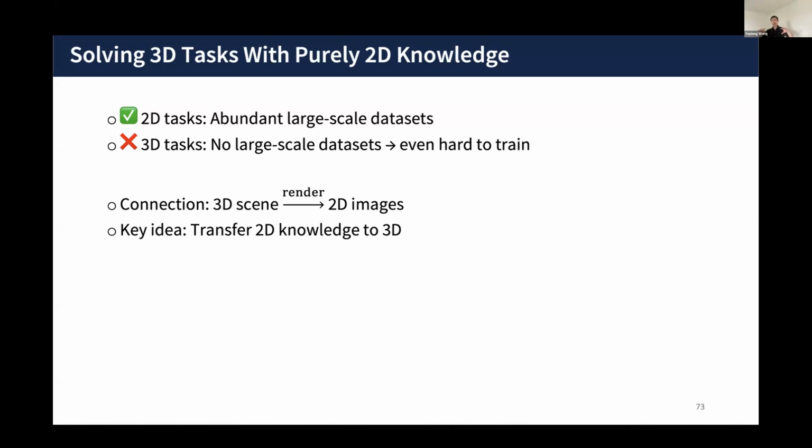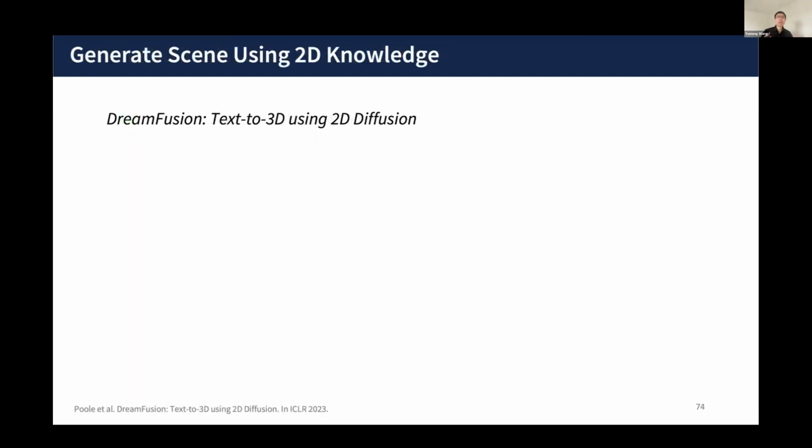Given the inherent connection between 3D scenes and 2D images, a promising strategy to address 3D tasks is to leverage 2D knowledge or transfer knowledge from the 2D domain to the 3D domain. By doing so, 3D tasks can benefit from the abundant 2D datasets and the powerful 2D pre-trained models, even in the absence of 3D training data. DreamFusion represents such an idea and transfers 2D knowledge to address instruction-guided 3D scene generation.